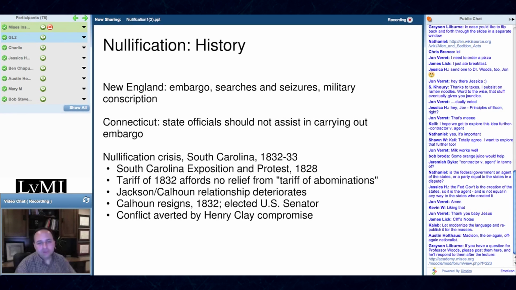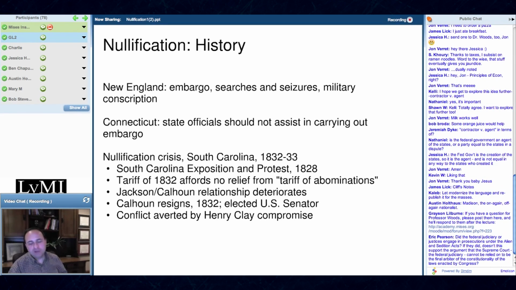Okay, then we have the best-known example of nullification, and the actual incident is referred to as the nullification crisis, 1832 to 33. I'm going to give you the brief overview of this. This involves a tariff dispute, and it begins with two documents. They're sometimes mistakenly thought of as being one document. They're actually two documents, as I explain in the text. There's the South Carolina Exposition, and then there's the protest.